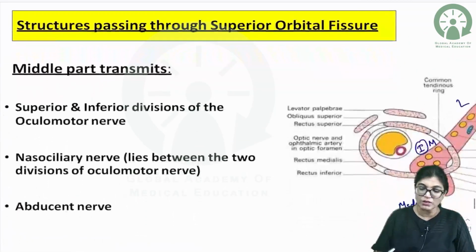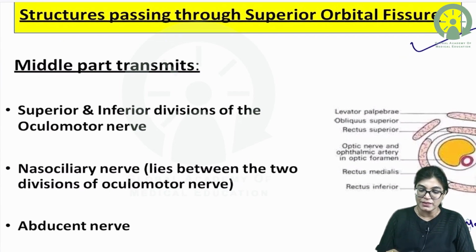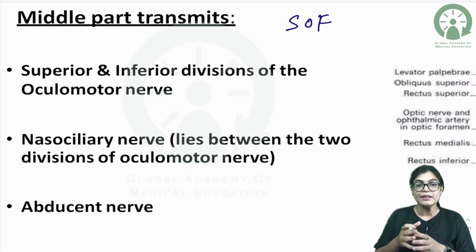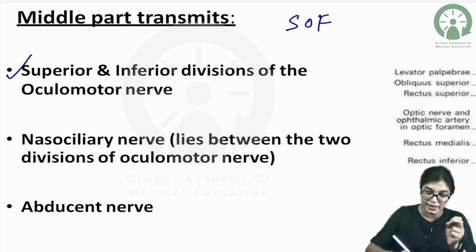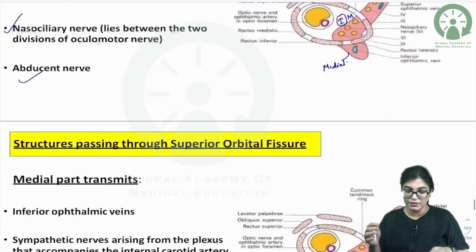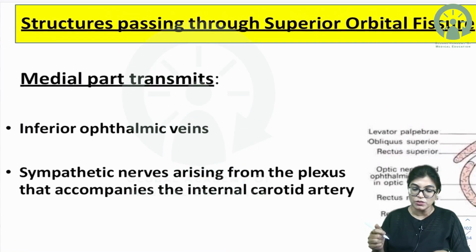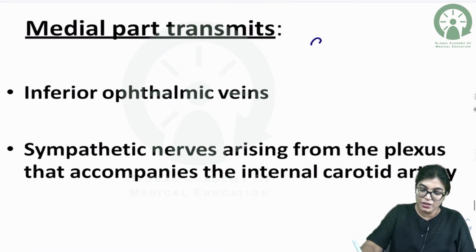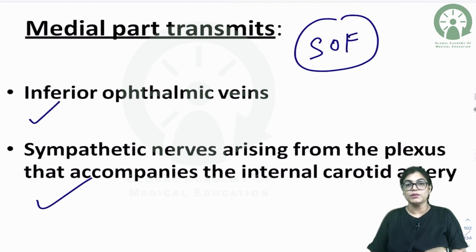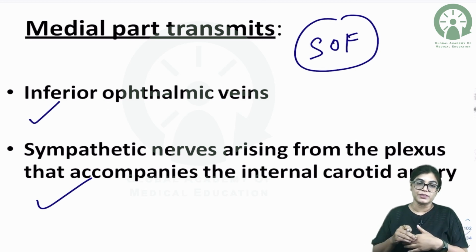Now talking about the superior orbital fissure middle part. The structures traversing through the middle part of the superior orbital fissure are the superior and inferior divisions of the third cranial nerve, the oculomotor nerve, along with the nasociliary nerve and the sixth cranial nerve, the abducens nerve. Structures passing through the medial most part are the inferior ophthalmic vein and the sympathetic plexus, from which the sympathetic nerve arises, accompanying the internal carotid artery.